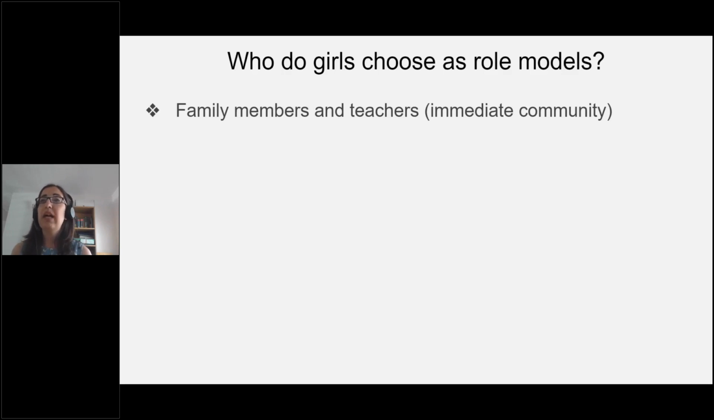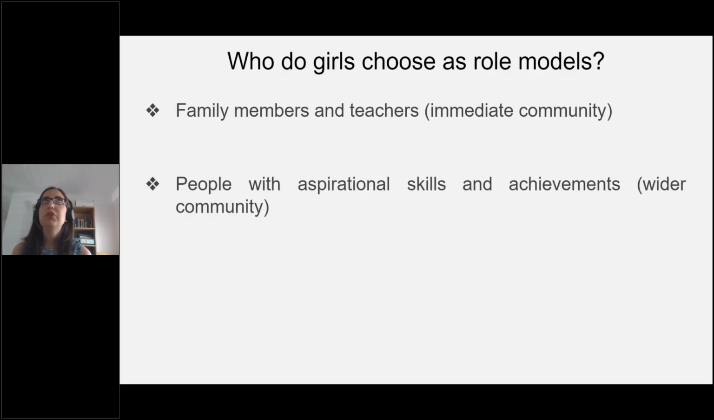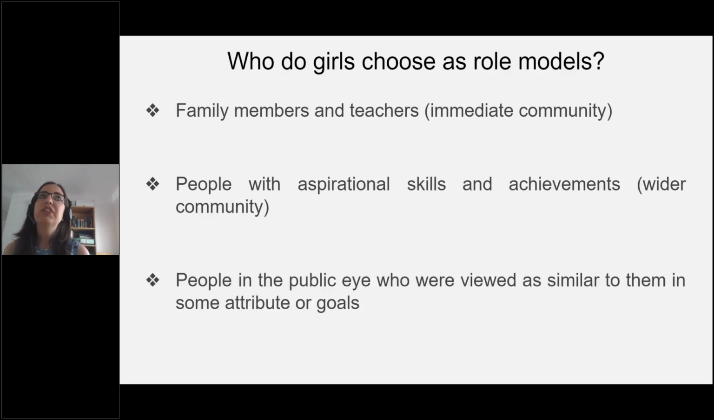They chose some people from their immediate community, such as family members and teachers. They chose people from a wider community, such as people with aspirational skills and achievements. For example, one girl was really interested in photography, and she followed lots of YouTubers who showed how to do some cool things with photography. And they also chose some people in the public eye who were viewed as similar to them in some attribute or goals, from people like Greta Thunberg to Taylor Swift. There was a wide range of people that these girls looked up to and saw as role models. And there's a link to the blog post there.